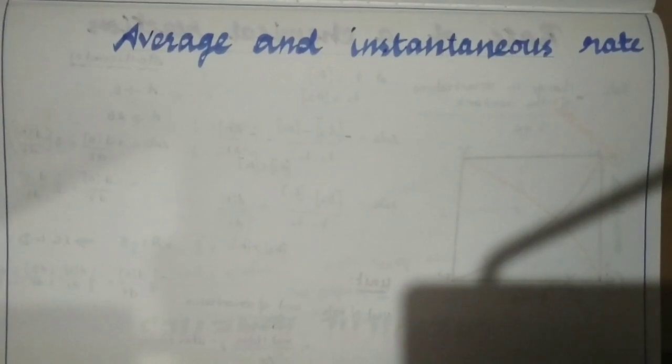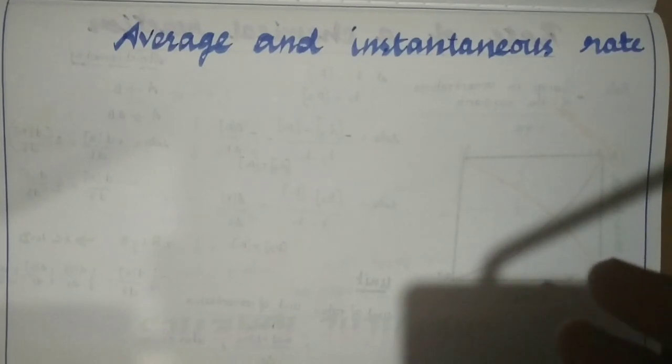Let us understand the average rate and the instantaneous rate by considering the isomerism of cyclopropane. Do you know isomerism? What is isomerism? Isomerism means the compounds contain the same molecular formula but vary in different structures or physical and chemical properties, etc. Isn't it?